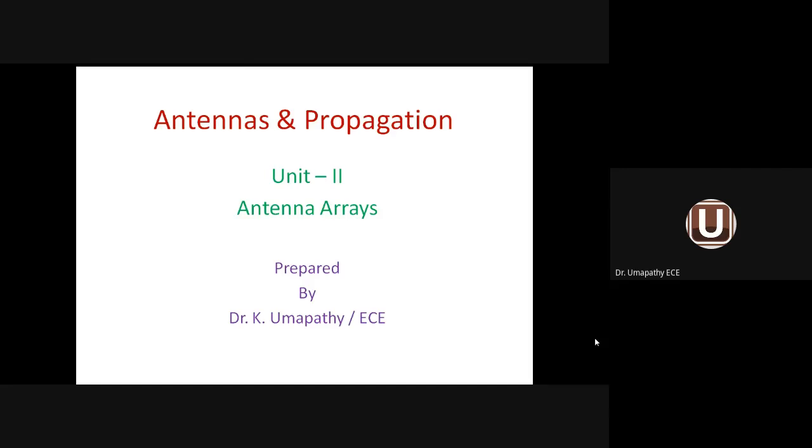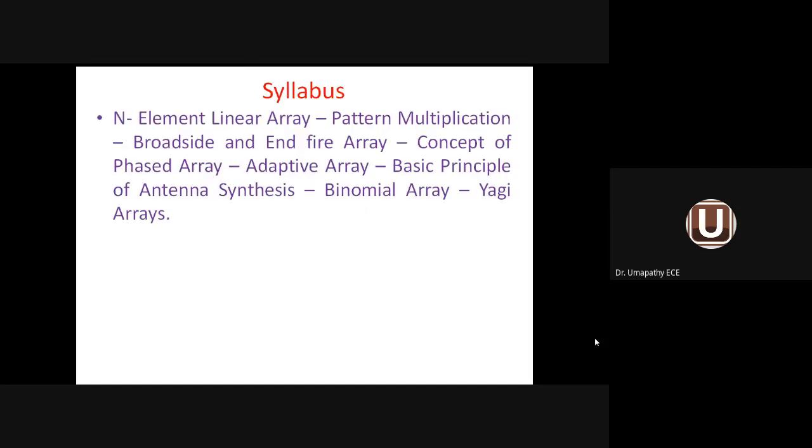Now unit 2, antenna array. These are the possible topics under unit number 2. One more thing I will tell you, this is the easiest unit in the subject antennas and propagation. Very easy. You can see the number of topics is very small and very easy to understand when compared to unit 1. So this is the easiest unit under antennas and propagation.